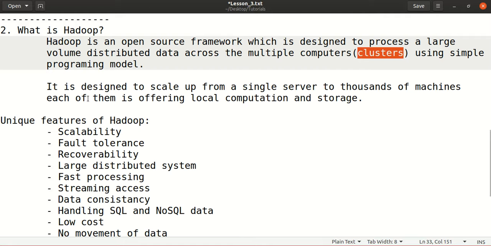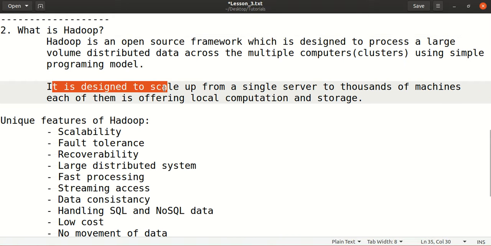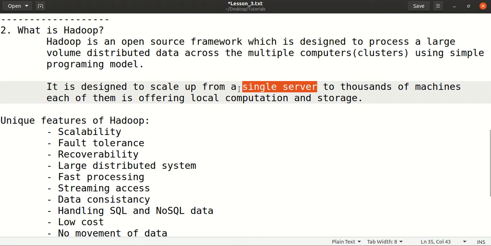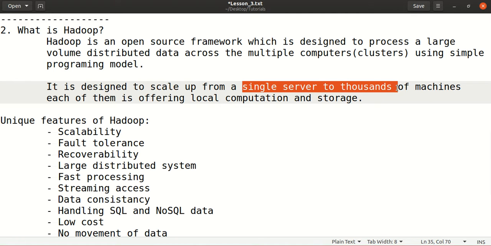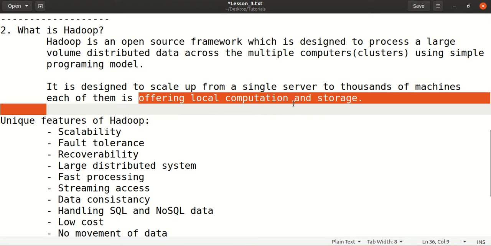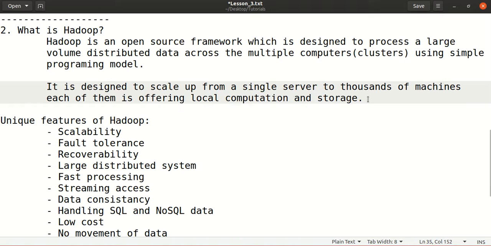And let's see another one here. It is designed to scale up from a single server, what we had in a normal distributed file system. Single server, maybe 2 servers, 3 servers, no problem. But here, it is designed to scale up from a single server to 1000 servers or machines. Each of them is offering local computation and storage. This is another difference, friends.